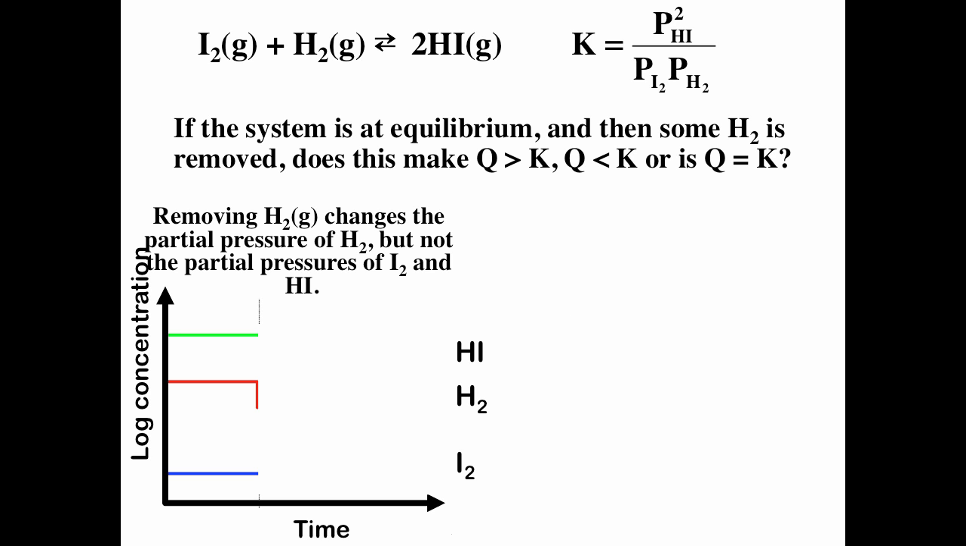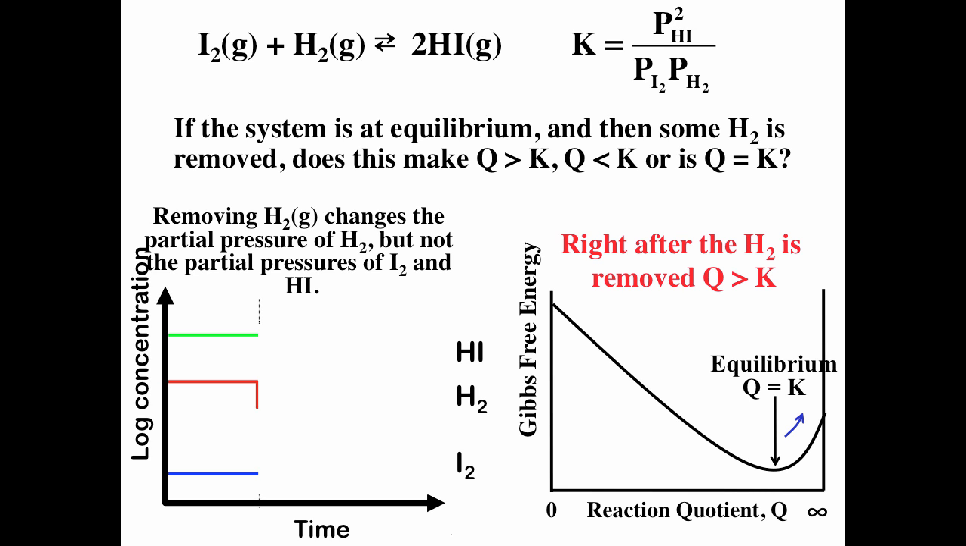We can also look at the same equilibrium. So the system's at equilibrium, and then some of the hydrogen gas is removed. Right after the hydrogen gas is removed, is Q greater than K, less than K, or is Q equal to K? Now again, Q is equal to partial pressure of HI squared divided by partial pressure of iodine, partial pressure of hydrogen. And so if we reduce hydrogen, that's going to make Q bigger. Right after we remove some of the hydrogen gas, Q goes up.